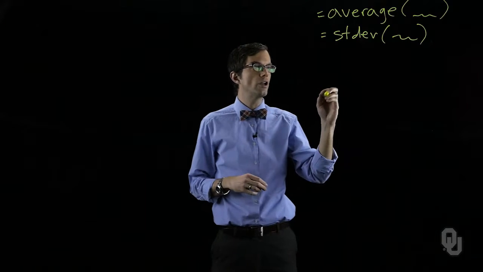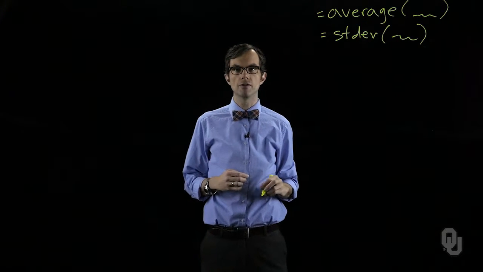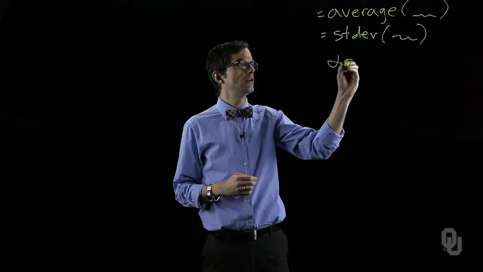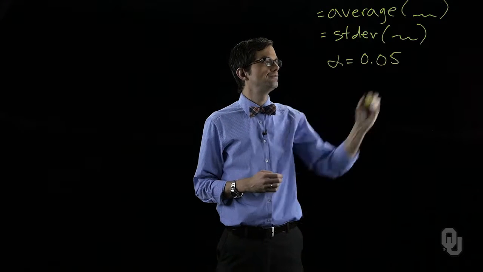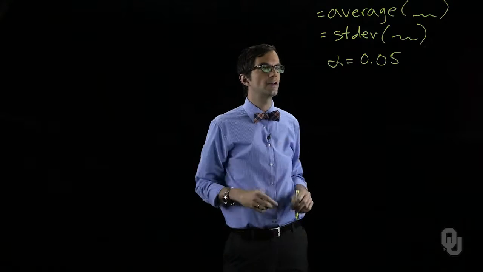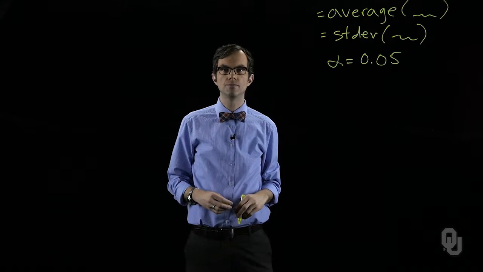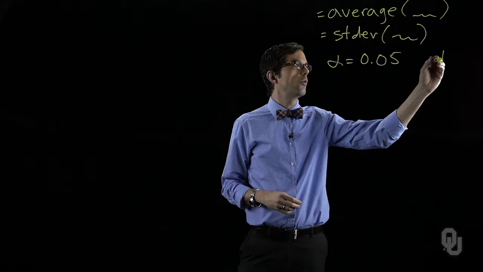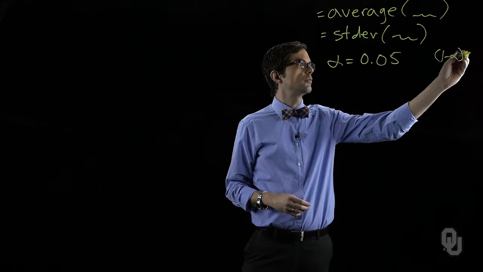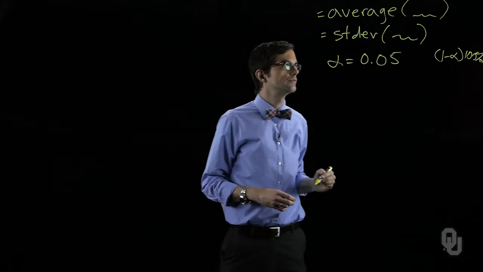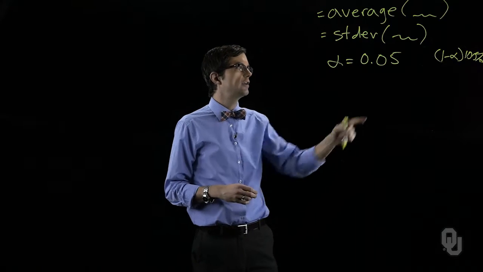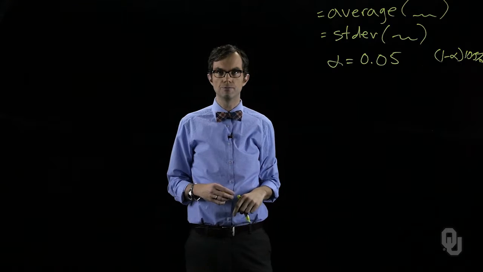One thing I know is we want a 95% confidence interval. That means that alpha is 0.05. That is, the significance level is 0.05. That would give us a 1 minus alpha times 100% confidence interval. So if we put 0.05 in, we get a 95% confidence interval.